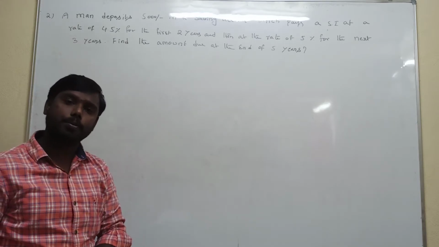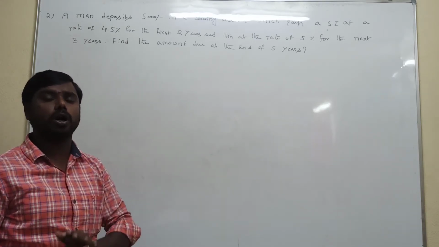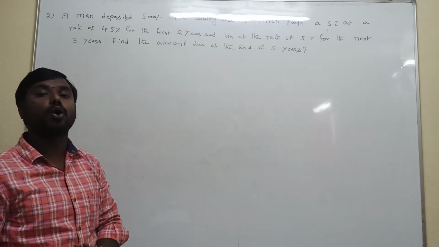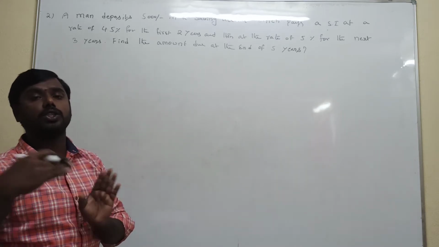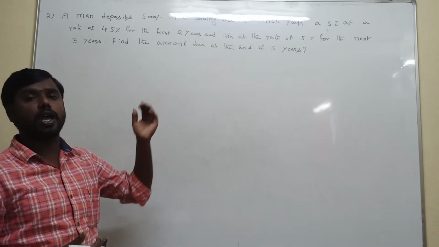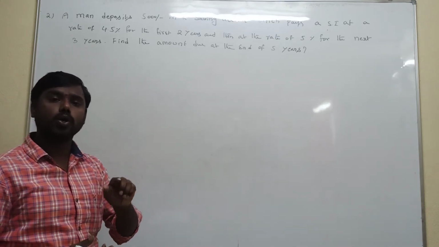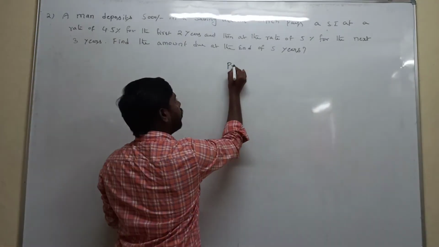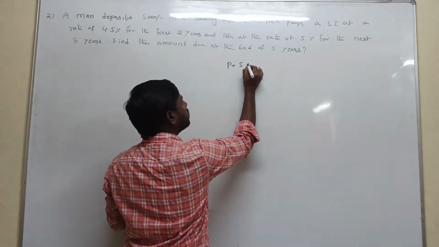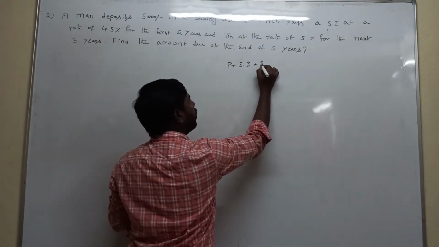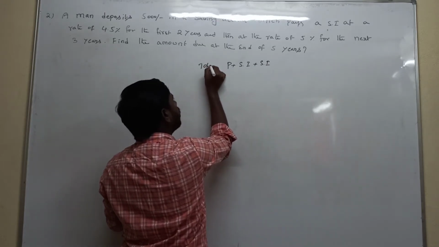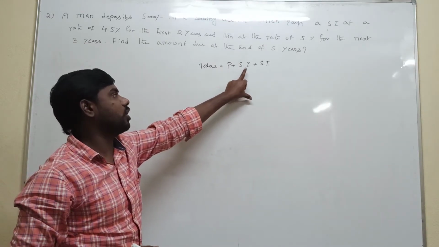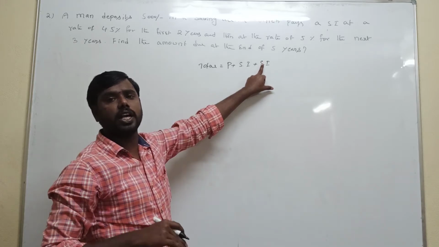A man deposits 5,000 in a savings account. The rate of interest given for the first 2 years is 4.5%. For the next 3 years the rate of interest is 5%. We need to calculate the total amount due at the end of the 5 years. Given the principal amount, we take the simple interest for the first 2 years plus the simple interest for the next 3 years.